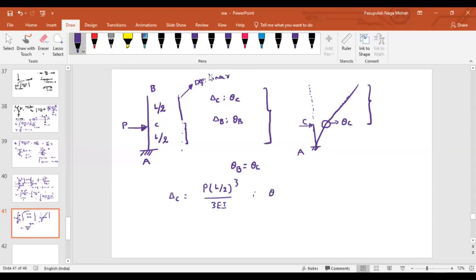Now what about the rotation at point C? Cantilever subjected to end point load, PL square. Now in this case, what is the difference? PL square by 2EI. Similarly, what is the slope at B?